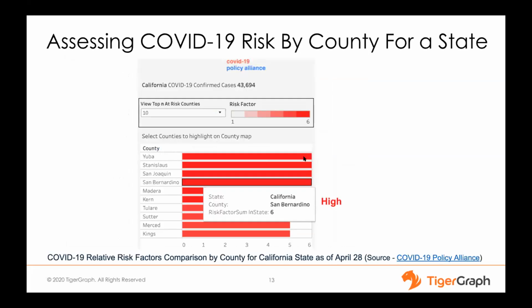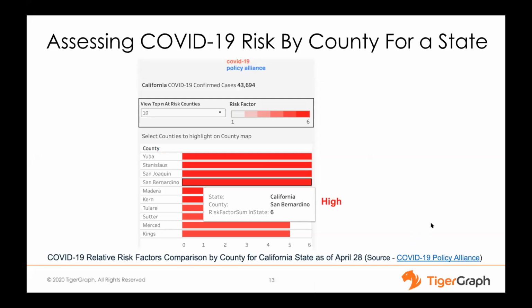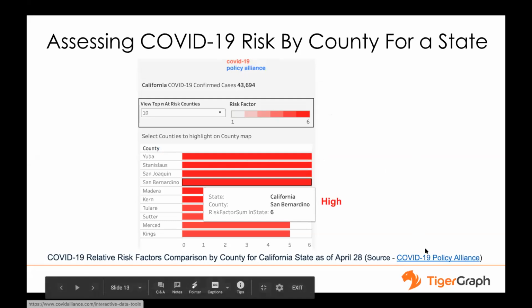Here is one that was pulled together by MIT. They are part of the COVID-19 Policy Alliance. So this is when you consider a particular state, within that, how do you rate individual counties? That's what this is about. This is showing you the COVID-19 Policy Alliance dashboard. You can see the risk link right here. So when you get this deck, you can click on it and explore it yourself if you like.